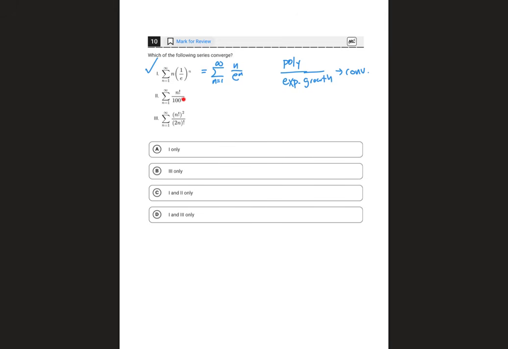Usually exponentials will be bigger than the factorial for a while, but at some n value and beyond, the factorial will be bigger and will grow faster than the exponential. Okay, so that's why this will diverge. It diverges because anytime you have factorial over exponential, this is diverge.